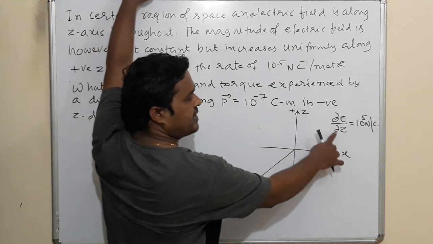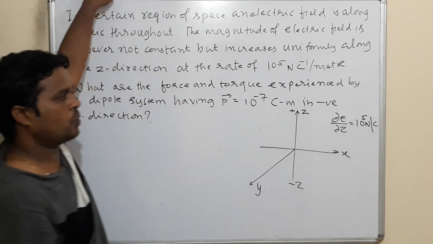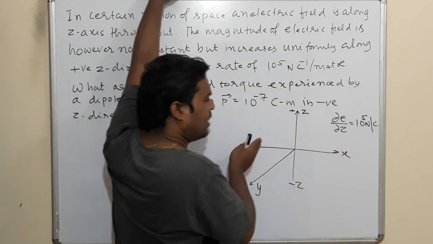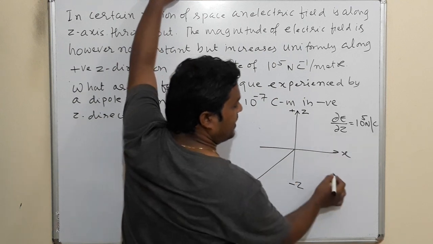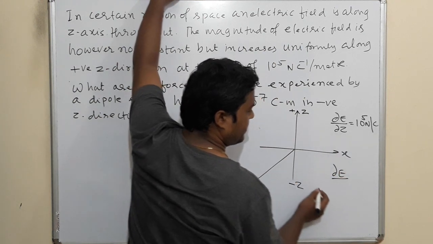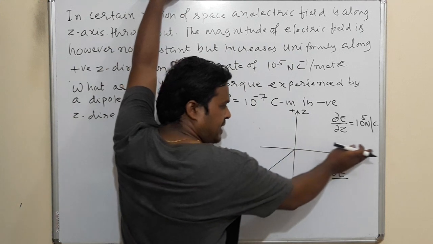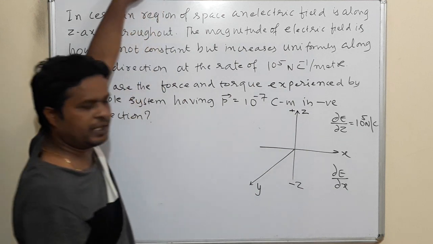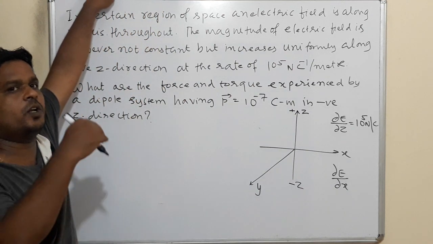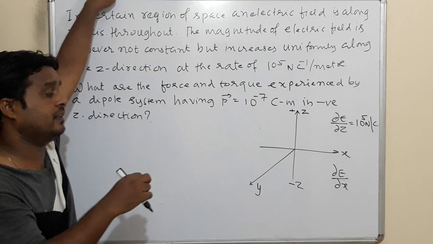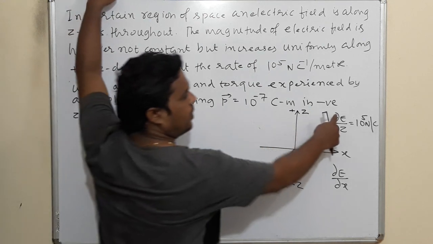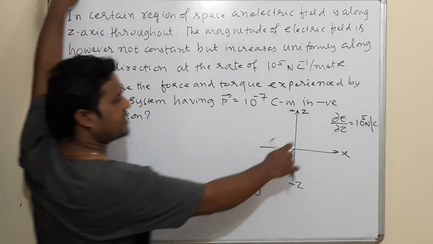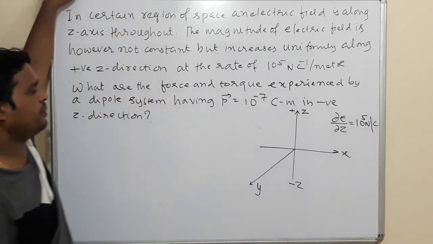Here electric field is changing with distance. Partially along x-axis, I have taken along z direction. It may change along x-axis; if electric field is increasing at the rate of this much along x-axis, I will write it as d by dx. If it is changing along y-axis, you can write it as d by dy. Now it is changing along z direction, I will take it as d by dz. So what is d by dz? 10 raised to 5 Newton per coulomb.